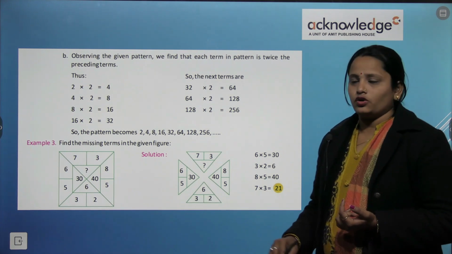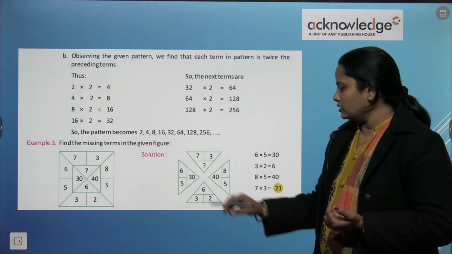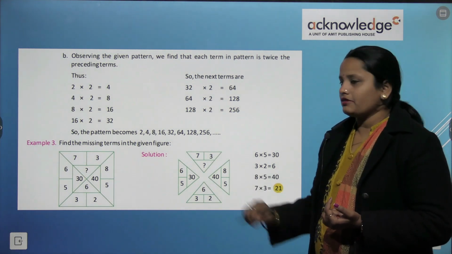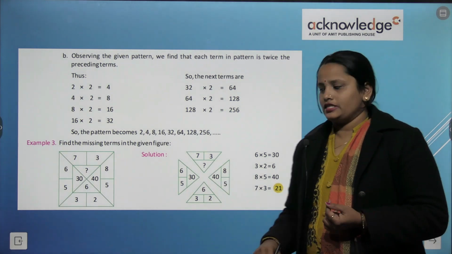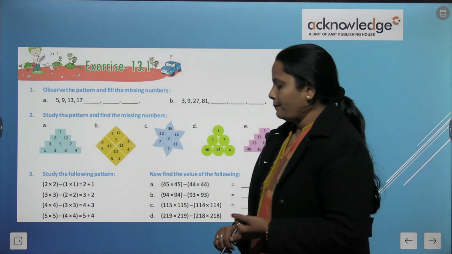जब हमने 3 को 2 times लिखा तो आंसर आया 6. 5 6s are 30. 5 8s are 40. अब 3 7s are, it will be 21 here. You can see here. So this was a pattern.